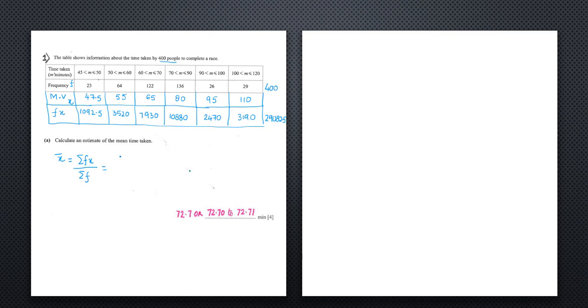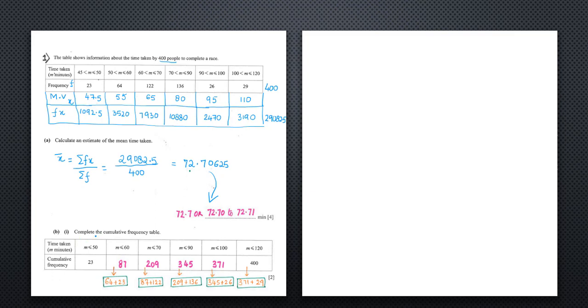So in order to get the mean, what we do is 2982.5 divided by 400, which comes out to be equal to 72.70625, which essentially does fall in the range of the final answer which is given in the question.